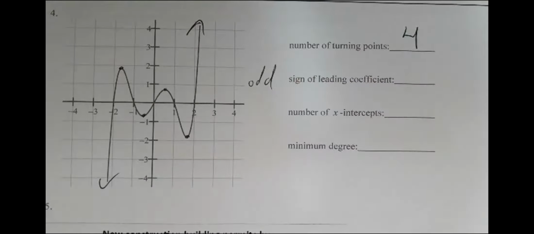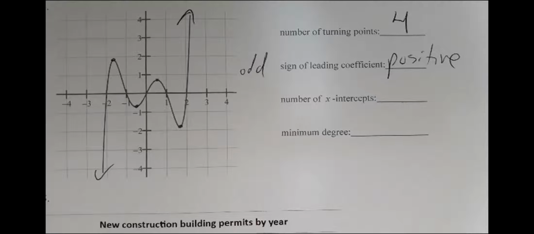Does this look like a positive or negative line? Is the next thing. So we want the sign of the leading coefficient. This absolutely looks like a line. I'm going to say that looks like a positive line. The number of x-intercepts. So now we're looking at where it hits the x-axis.